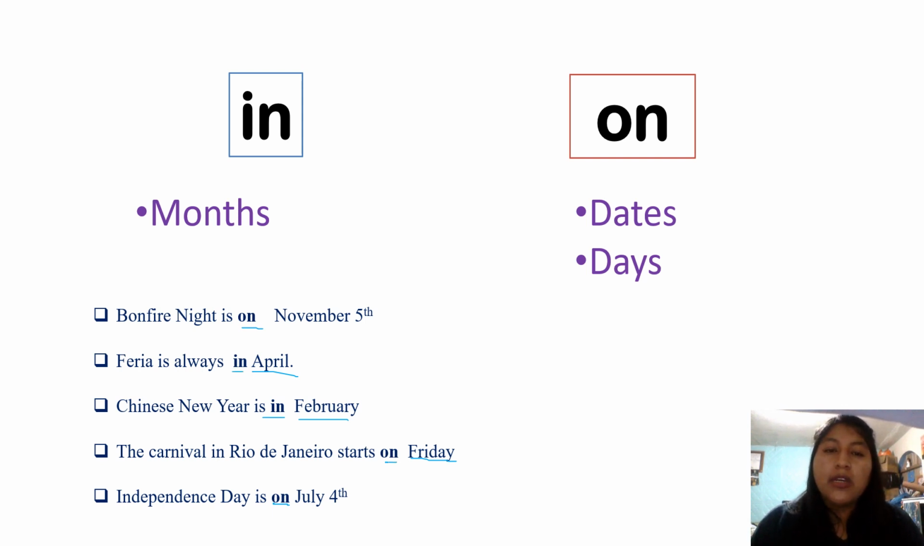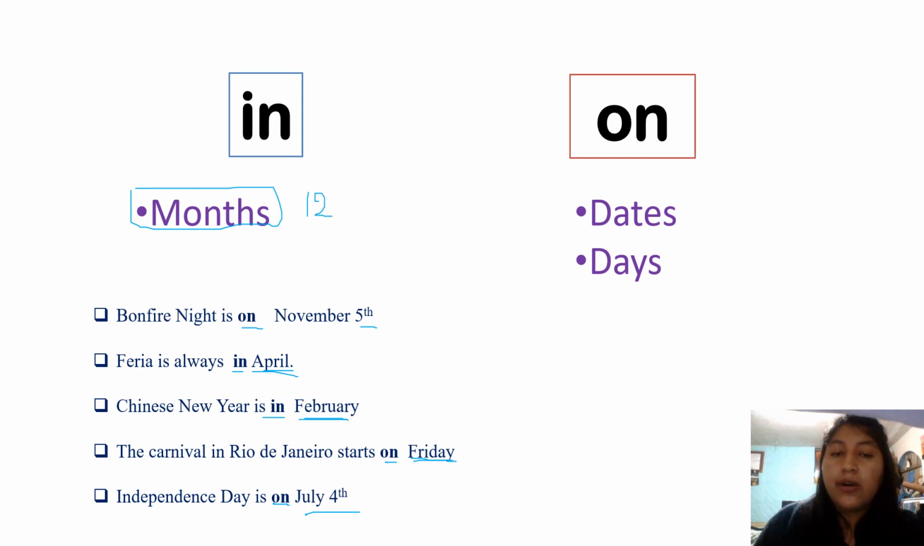The difference. Here you have November 5th. Here we have only April. We have February, only a month. This is Friday, a day, and July 4th, that is a date. Now, we are going to use the word in when we only have months. You know, we have 12 months that are January, February, March, April, May, June, July, August, September, October, November, and December. These are the months.